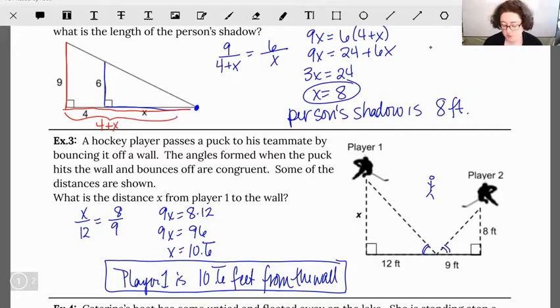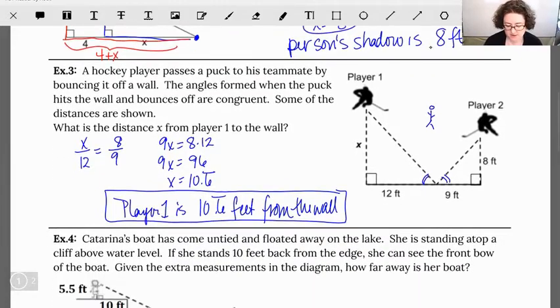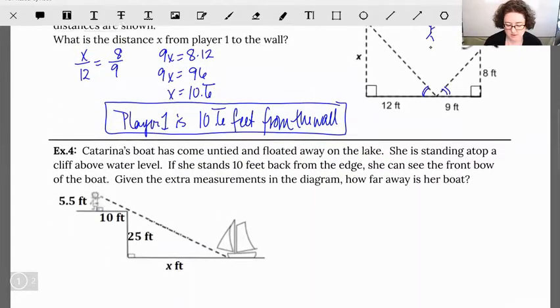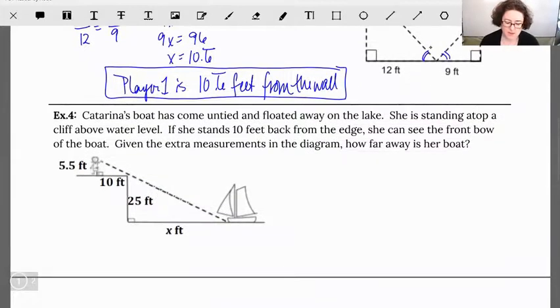Alrighty, example 4. Another scenario, we have Katerina, who likes to sail. And unfortunately, her boat became untied from where she had it tied up, and it floated away on the lake. So she's standing up on a cliff above water level. It looks like the cliff is 25 feet tall. If she stands 10 feet back from the edge, that's the 10 feet that's here, she can see the front bow of the boat. So given the extra measurements in the diagram, how far away is her boat?